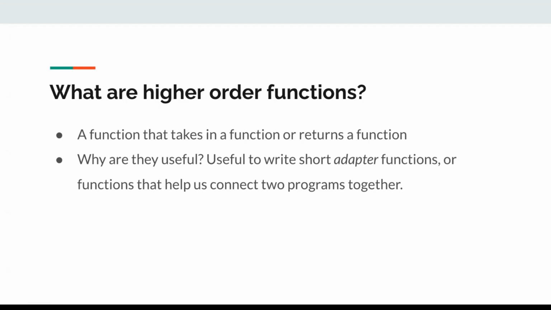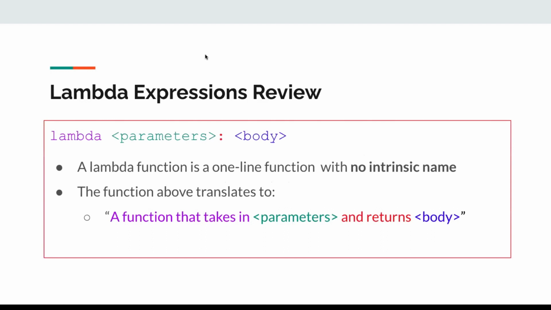Awesome. Before we get into higher order functions, let's do a quick lambda expression review. We love color coding. When we write a lambda expression, we have to write the keyword lambda, then our parameters, usually separated by commas, and then a colon. It's really necessary to write a colon because everything that follows it on the right side is the body of the function, and that body represents the return expression of that lambda.